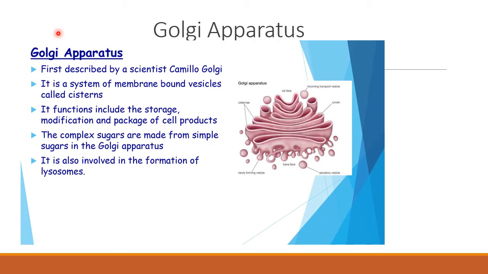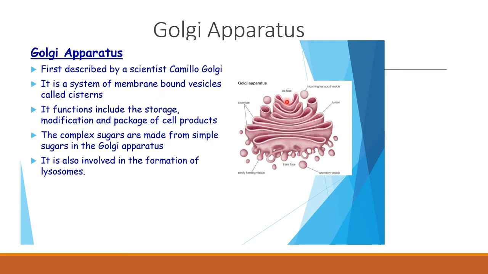Children, let's study the next cell organelle, that is the Golgi apparatus, which is also called the Golgi body. The Golgi apparatus was first described by a scientist named Camillo Golgi, and hence this organelle got its name. He was the first one to observe this cell organelle in a cell, under the electron microscope. Now, what is a Golgi apparatus? The Golgi apparatus consists of a system of membrane-bound vesicles, cisternae, and vacuoles.